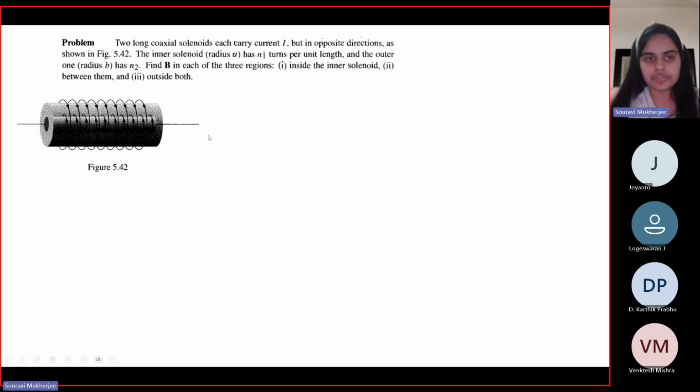Can you try to solve for these three based on what we have just seen? For the ideal case, we saw that for a solenoid, the field inside is given as mu 0 n I and the field outside is given as 0, right? If you have an infinitely long one. And here you have to be careful that you have two coaxial solenoids, and the currents are opposite to each other. So can you tell me what the expression of the magnetic field will be inside the inner solenoid?